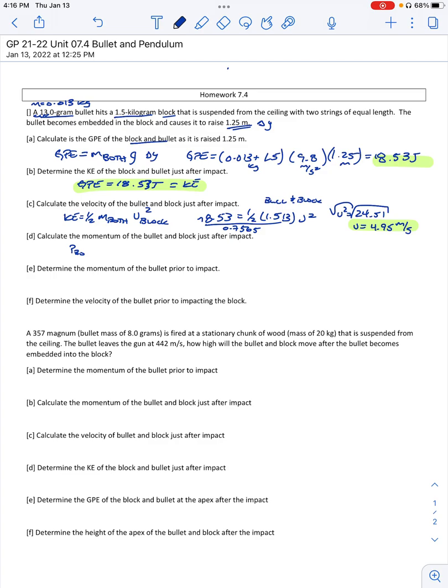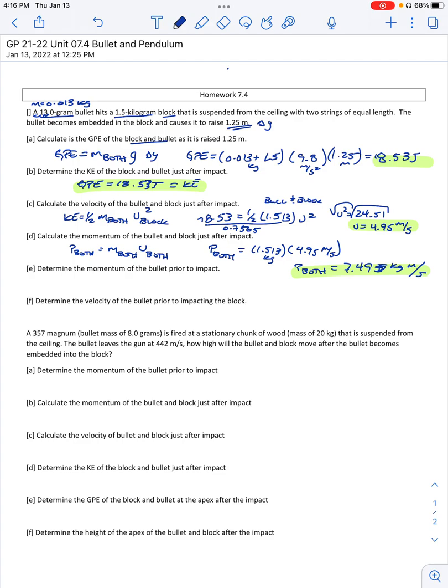All right, calculate the momentum of the bullet and block just after impact. All right, so in order for the momentum of both, that's going to equal the mass of both and the velocity of both. All right, we know the mass is 1.513. Again, that's kgs. And we know the velocity from right up above here is going to be 4.95 meters per second. All right, so when we multiply those two together, times 1.513, again, that 1.513 is just the bullet and the block together. Oh, not joules. Kilogram meter per second. All right, so that's our momentum there.